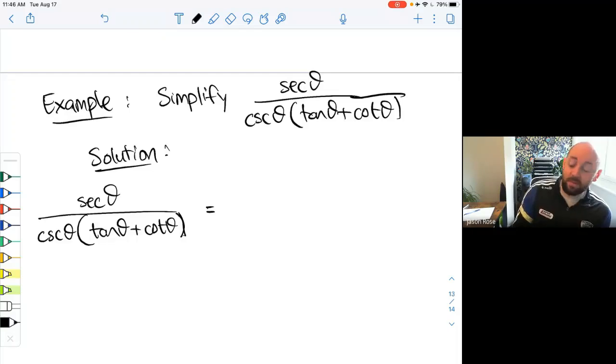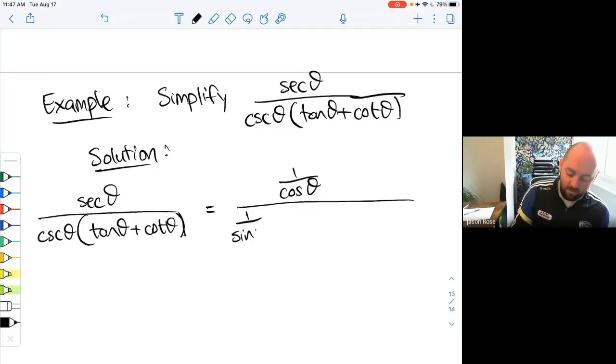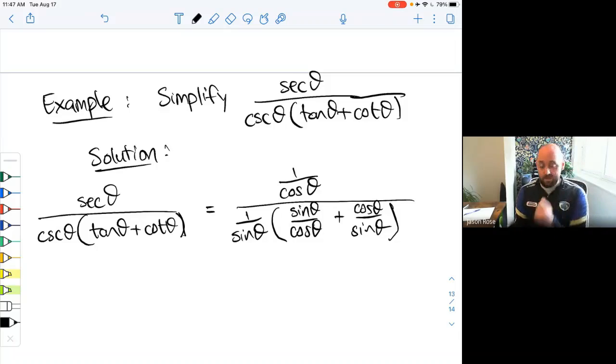Okay, so let's change everything to sines and cosines and see where we go from here. Secant is 1 over cosine. Cosecant is 1 over sine. Tan theta is sine theta over cosine theta. Cotan theta is cosine theta over sine theta. So it looks worse. We've introduced fractions divided by fractions, but for now, at least we just have only 2 different trig functions.